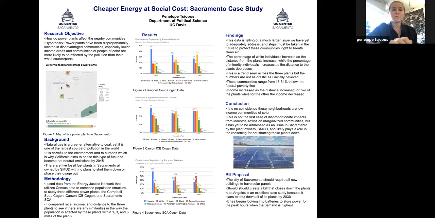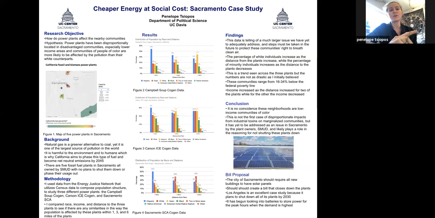While fossil fuel burns cleaner than coal, it is still emitting carbon and other harmful toxins that affect the surrounding communities. Currently in Sacramento, there are 5 fossil fuel plants with no plans to shut them down. I use data from the Energy Justice Network that utilizes the census to compose population structure. I then compared the communities within 1, 3, and 6 miles surrounding the Campo Sud Cogen, Carson Ice Cogen, and Sacramento SCA. My results are that the percentage of white individuals increases as the distance also increases, while the percentage of minority individuals increases as the distance to the plants decreases.